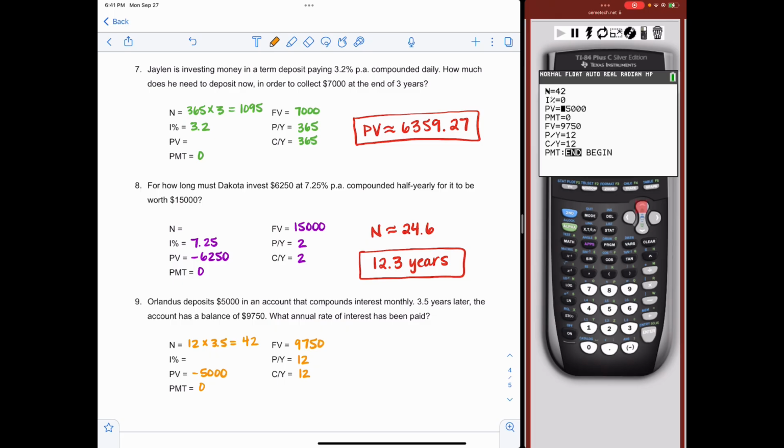So now I can go up to the interest rate and press alpha, enter, and I will see that it's going to take an interest rate of approximately 9.2 in 3 significant figures. That is the interest rate in order for the amount of money to grow from $5,000 to $9,750 in 3.5 years, compounded 12 times a year.